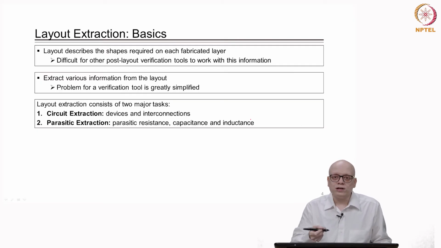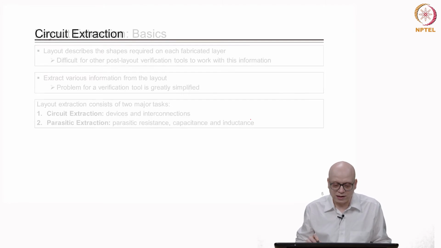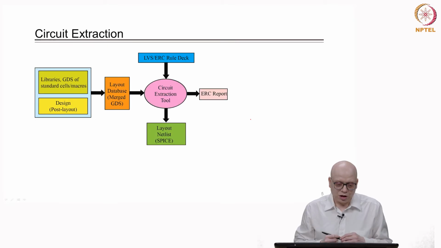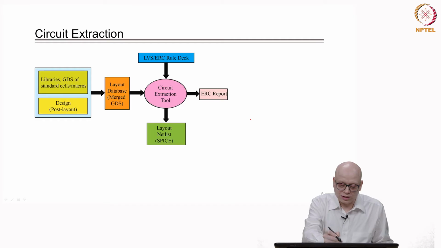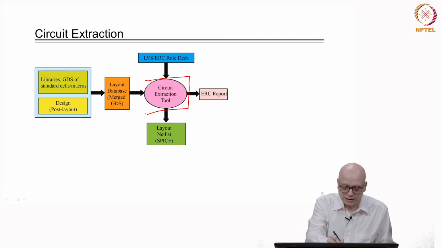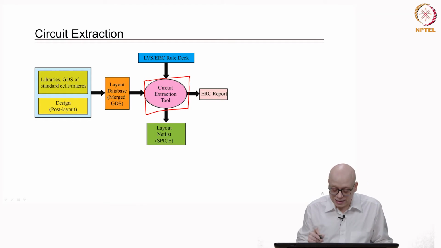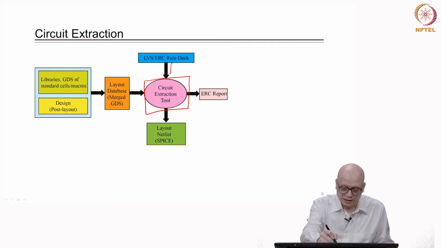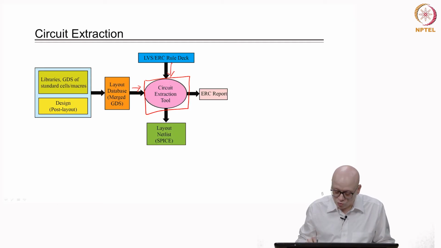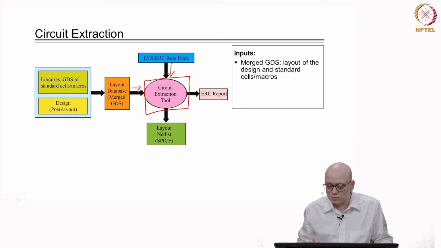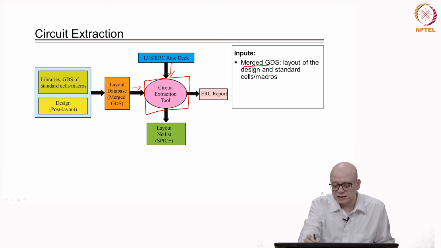So, now let us look into these two tasks, circuit extraction and parasitic extraction, in some more detail. In this figure we are showing the framework on which the circuit extraction tool works. This is the circuit extraction tool, and it takes two inputs. The first input is the merged GDS. Now, what do we mean by merged GDS?